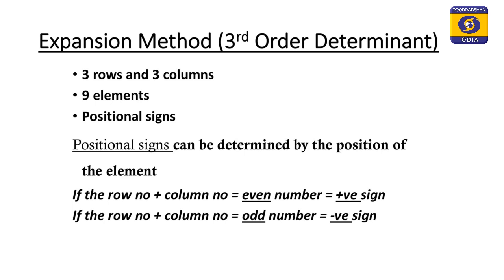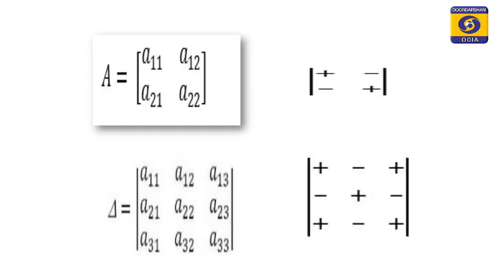Now, how do we know the position sign of the element? Let us take, for example, A11. When I say A11, that means the first row, first column. Now, what do we do? We add the row number and column number to find out the value. 1 plus 1 means 2. So, if the resultant value is an even number, the sign is positive, that means plus. When the resultant value is an odd number, then the sign is negative or minus, right.